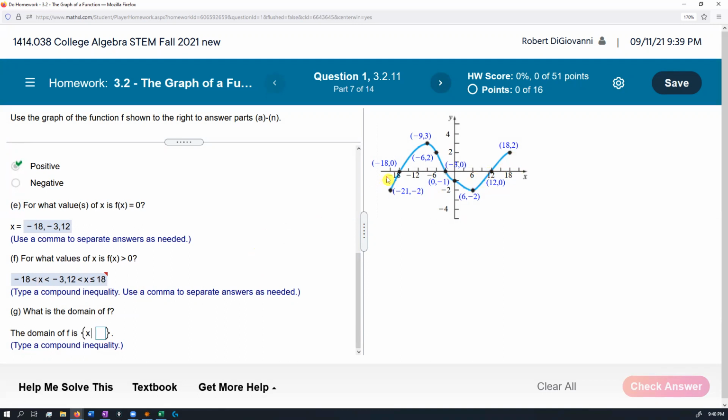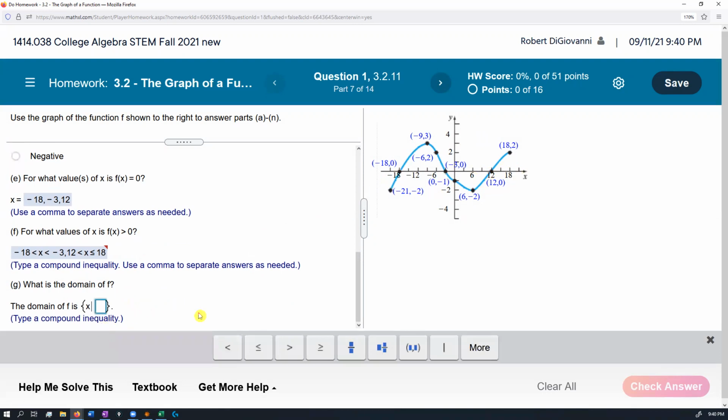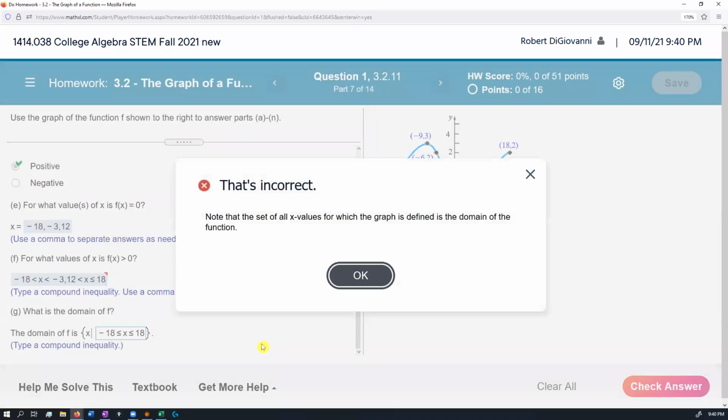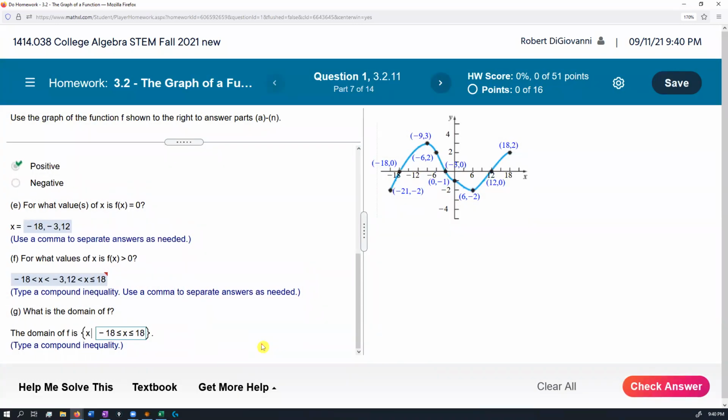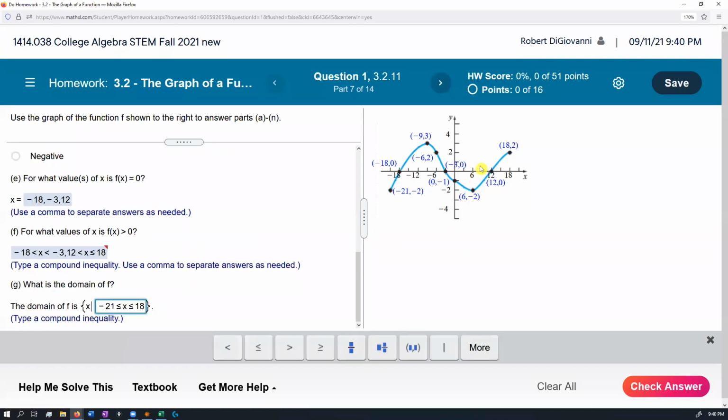All right, what is the domain? Where does the graph start? At negative 18, and it ends at positive 18. So x from negative 18 less than or equal to x less than or equal to 18. What is going on? I don't see anywhere where this is undefined. Negative 21 is where it starts. I don't know why I was looking up there. Negative 21 is where it starts, and it stops here at 18.